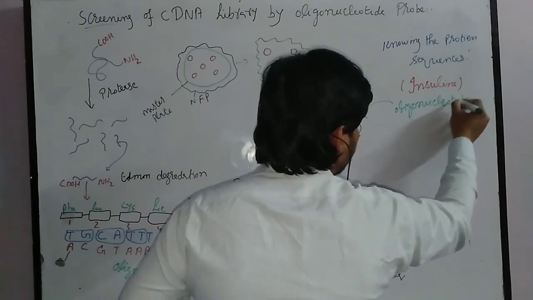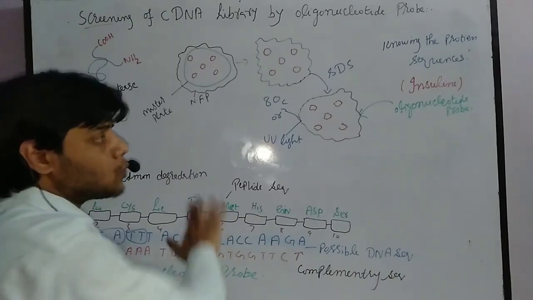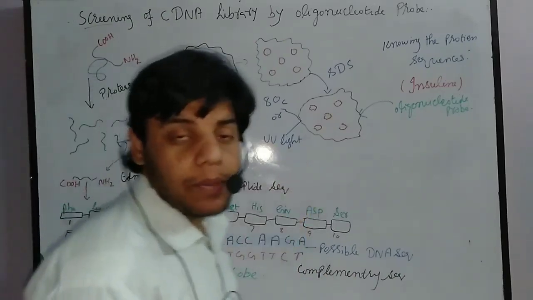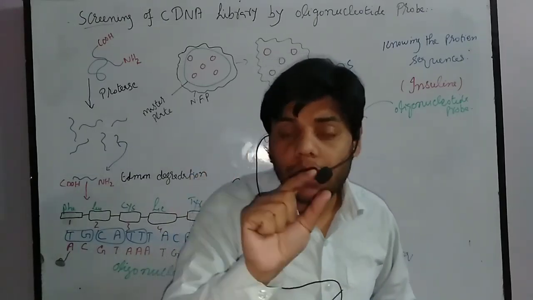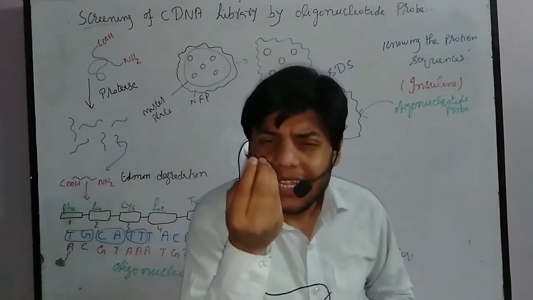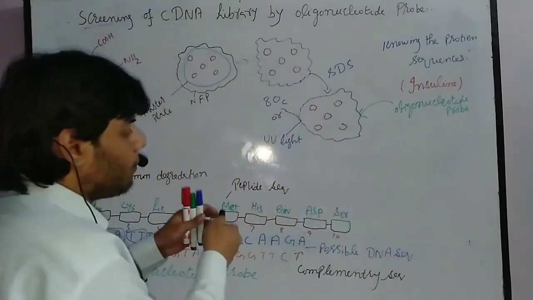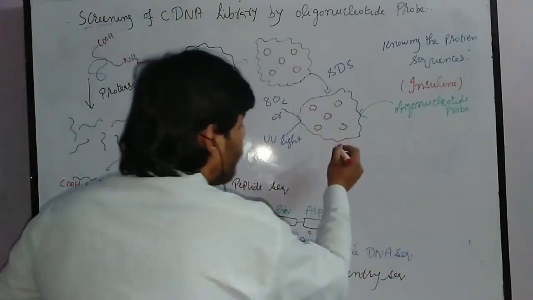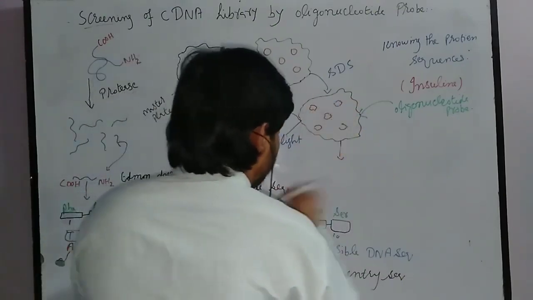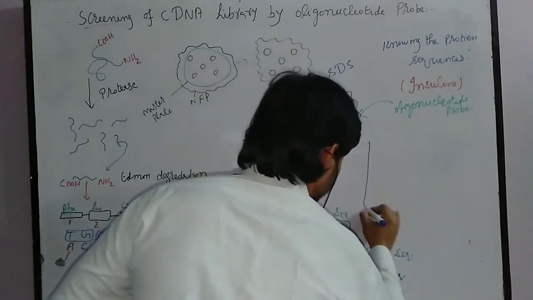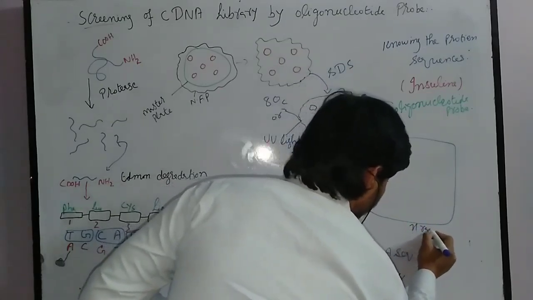Oligonucleotide probes. Now once oligonucleotide probes are added, any one of the colonies will show some detection. Any one colony will become dark, or it shows some changes. Some spots will be detected on the X-ray film. So after that, we should place this nylon filter paper onto the X-ray film. So let's suppose this is the X-ray film.